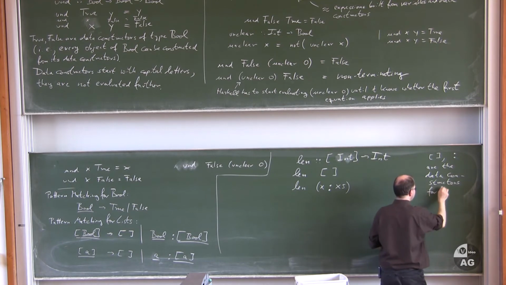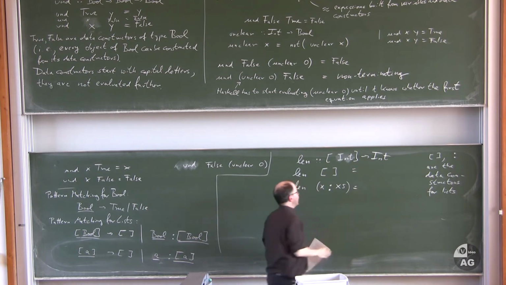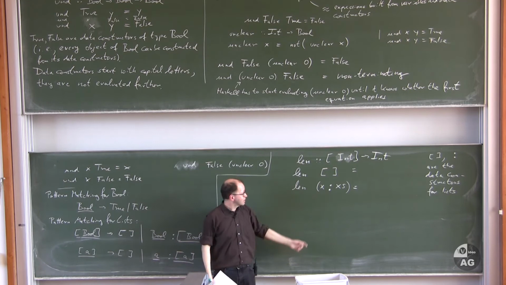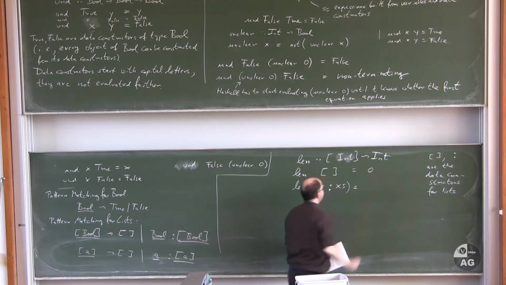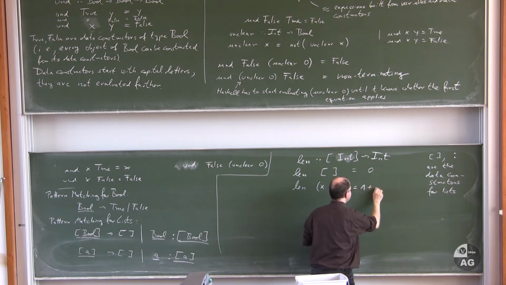Are the data constructors for lists. And so we can have two function declarations for len which handle these two cases. And, well, the length of the empty list, what should the result be? It should be 0. And the length of a non-empty list should be 1 plus the length of x's.